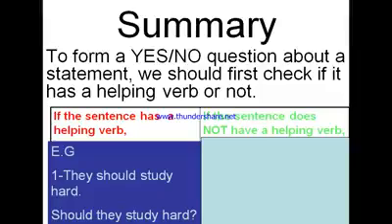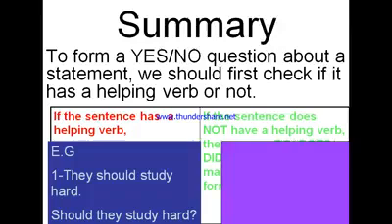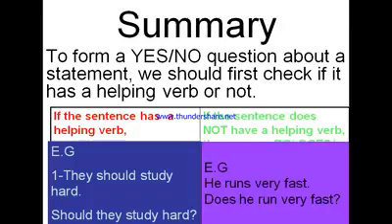if the sentence does not have a helping verb, we use do, does, or did, and we change the main verb to the base form. Example, he runs very fast. Does he run very fast?